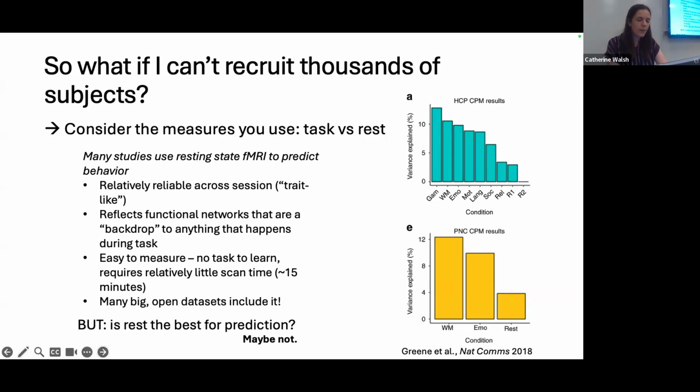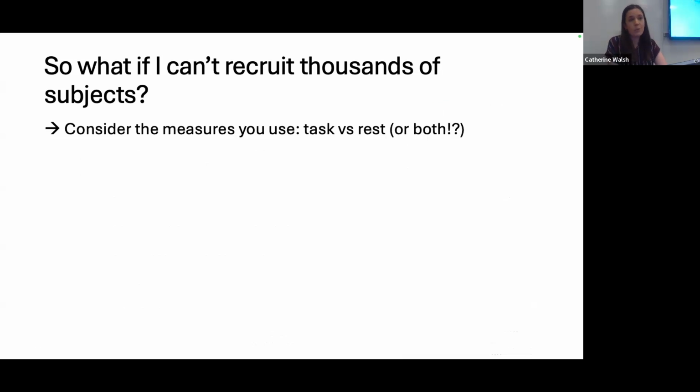We can think about this task versus rest question as like a stress test. Emily Finn, who's done a lot of work on this, has proposed a good analogy: a cardiac stress test. If you think there's something going on with your heart, you're not going to look for something weird while you're sitting on the couch. You put someone on a treadmill to see what's going on. So that's one way to think about how task could be pushing these individual differences to make better prediction. That being said, you could also use both.